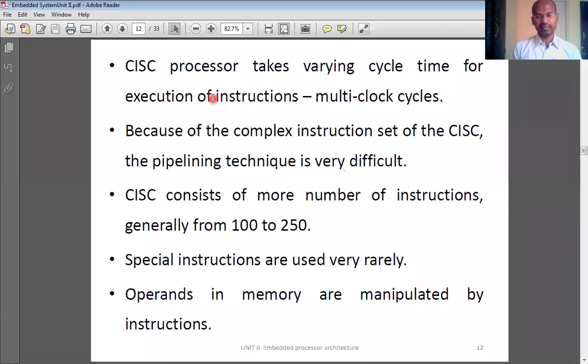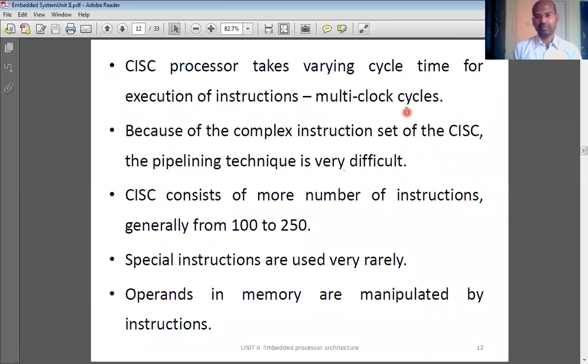If that is the thing, then it is difficult to pipeline such architecture. If there are varying clock cycle instructions, it is difficult to optimize the time. That is, it is difficult to make pipelining for such architectures. Because of the complex instruction set of the CISC, the pipelining technique is very difficult. It is difficult to implement pipelining in CISC architectures.